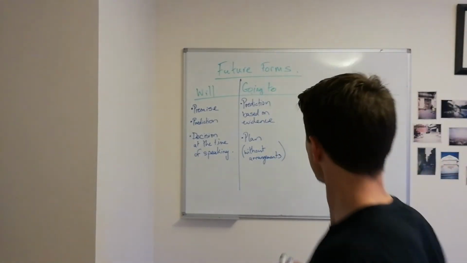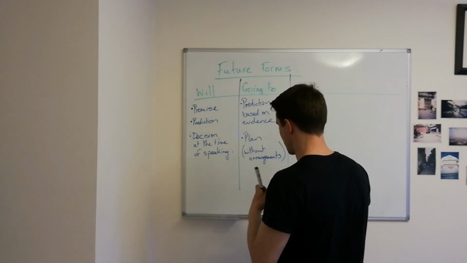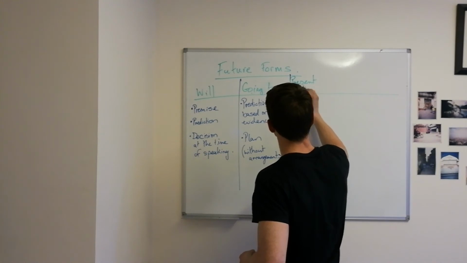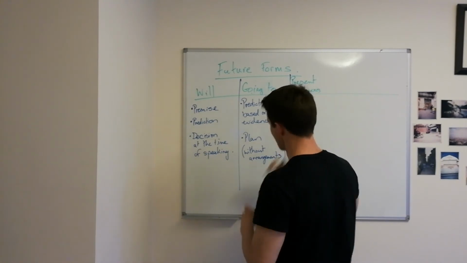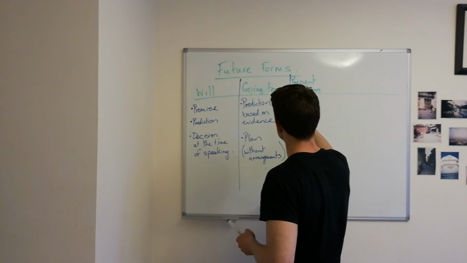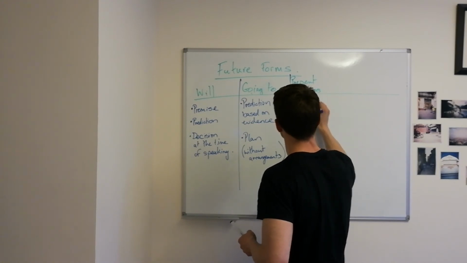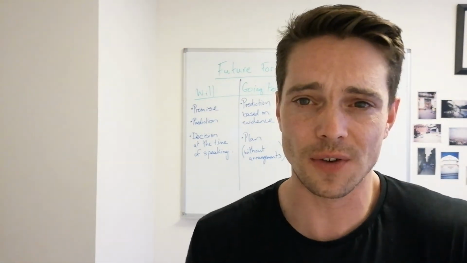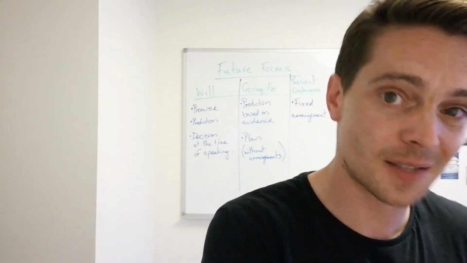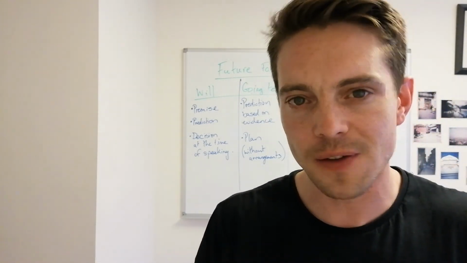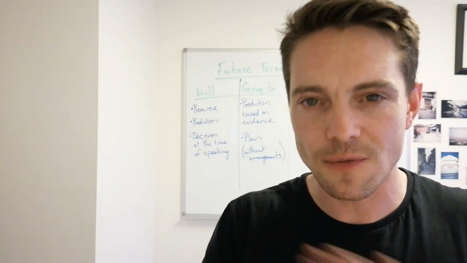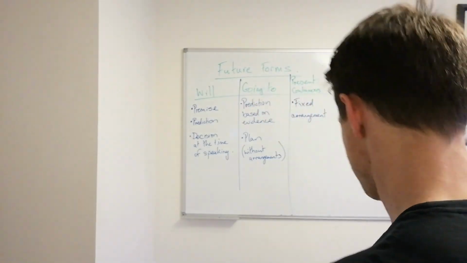Okay. The next one is the present continuous. So we said that the present continuous was a fixed arrangement. Okay, so that means it's a plan where I have arranged everything. So I could say, I'm going to Spain next month, which means I have my flight, I have booked accommodation, and I bought a Spanish book. So now everything is organized and I'm going to Spain.